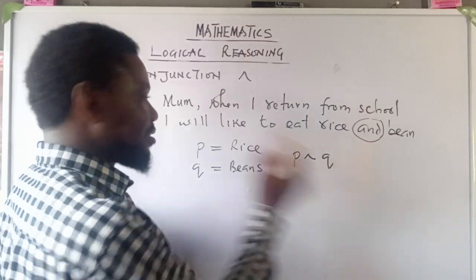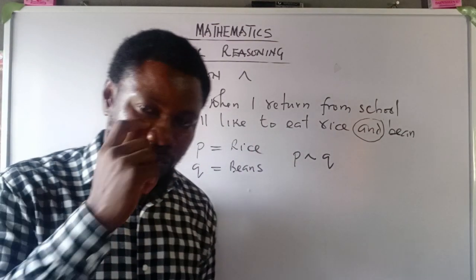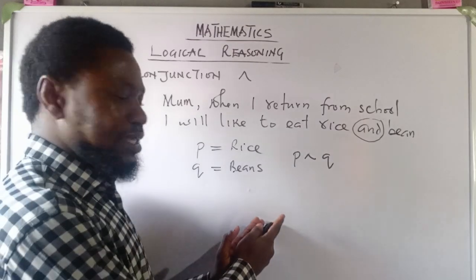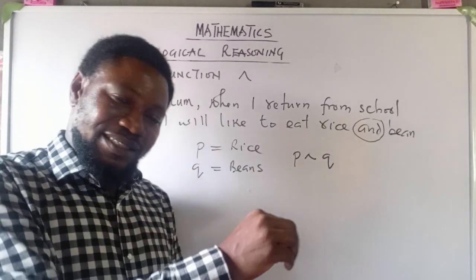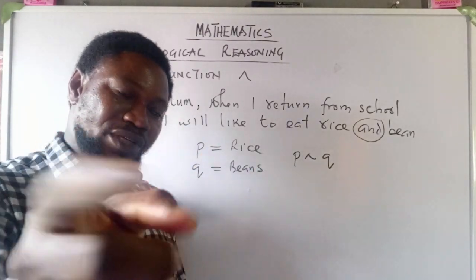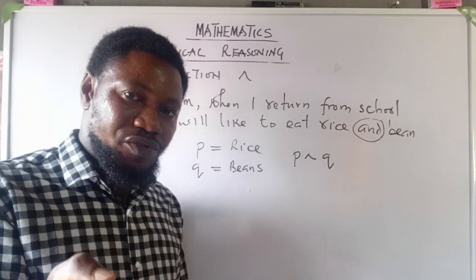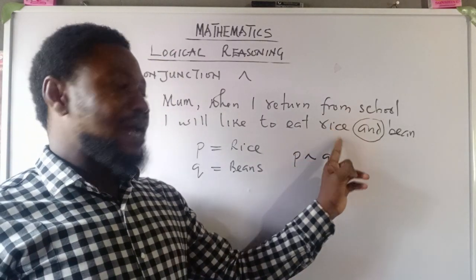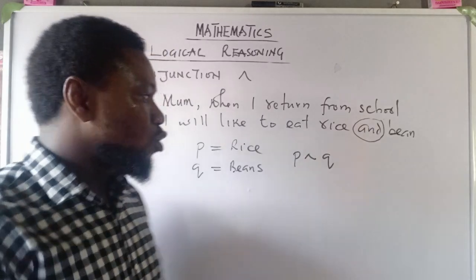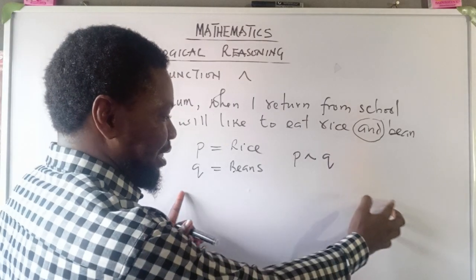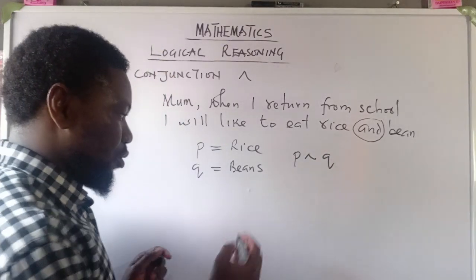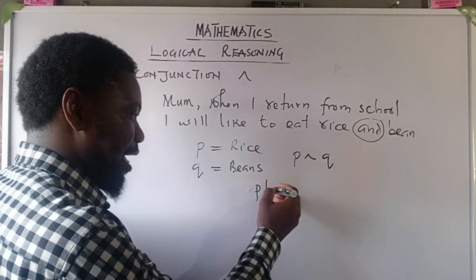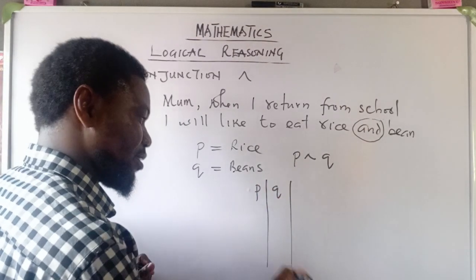Now imagine when you return from school, you discover that what is available in the house is rice and no beans. As a student, will you have something to eat? The answer is no, because the condition is there must be rice and beans. So if I decide to put this in a truth table, I would choose P for rice and Q for beans.